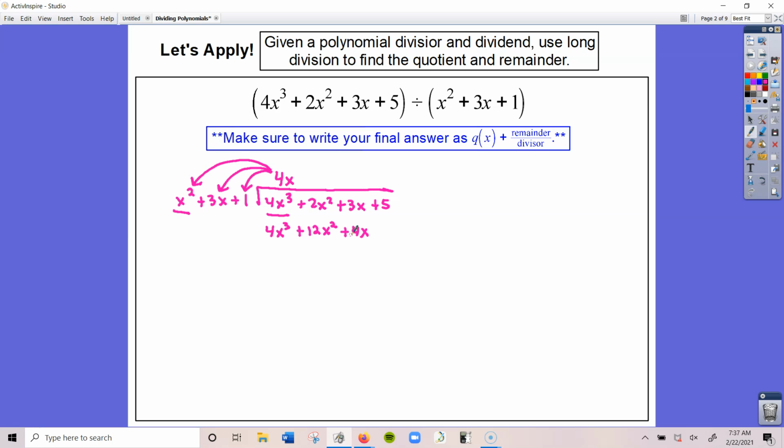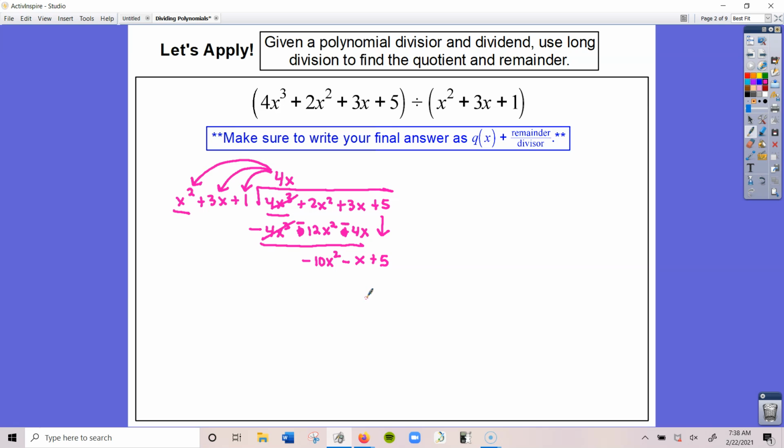Your next step is to subtract. When you are subtracting, basically what that means is you're going to switch all of your signs, because if you're subtracting, then you would be distributing a negative. So all of your signs would switch. Now we combine. If you did this correctly, your first terms will always cancel. Then 2x squared minus 12x squared is negative 10x squared. 3x minus 4x is negative x. And then we bring down the next term, so plus 5.